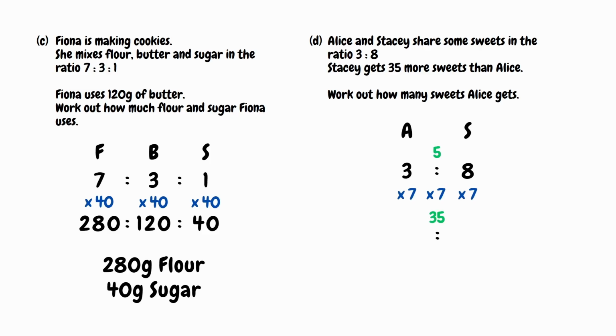So for Alice, if we do 3 multiplied by 7, that gives us 21. And for Stacey, if we do 8 multiplied by 7, that gives us 56. So we know these ratios are equivalent. 21 to 56 is equivalent to 3 to 8, but we can see now the difference of 35. We can see that 56 is 35 bigger than 21. So looking back at the question, we just needed to work out how many sweets that Alice gets. So Alice would get 21 sweets.